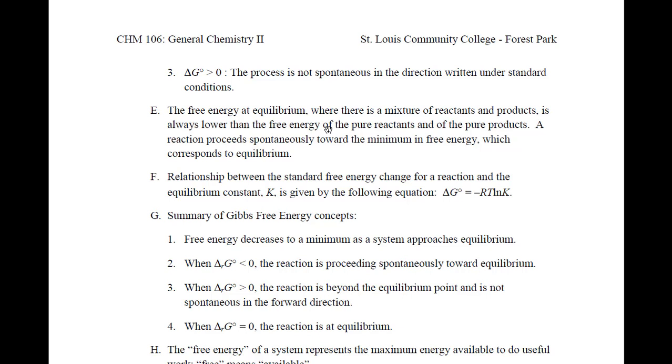The free energy at equilibrium, and remember that's a dynamic equilibrium, where there's a mixture of the reactants and products, is always lower than the free energy of the pure reactants and pure products. There's still free energy in the system, but because it's dynamic equilibrium, the free energy is taken up to keep the system in dynamic equilibrium, having a forward reaction equaling a reverse reaction. So there's no free energy to do any other work in the system. And so delta G is 0 because the system is already doing everything it can.